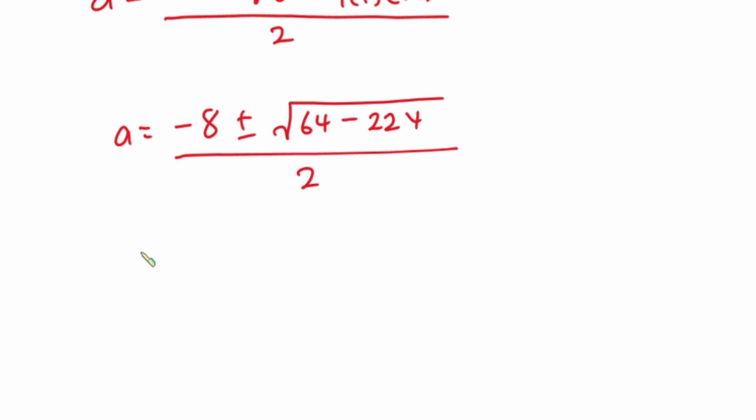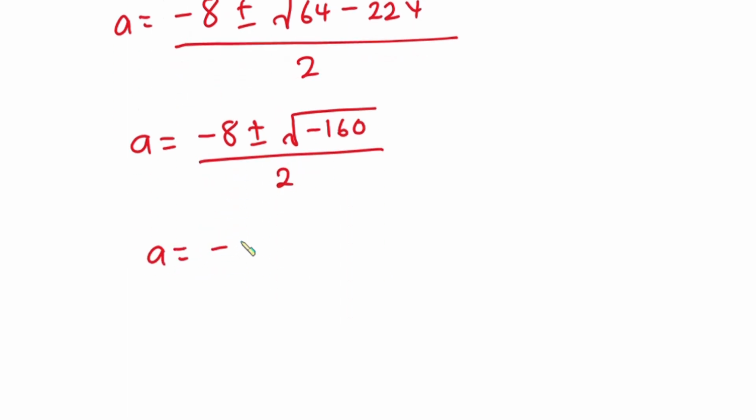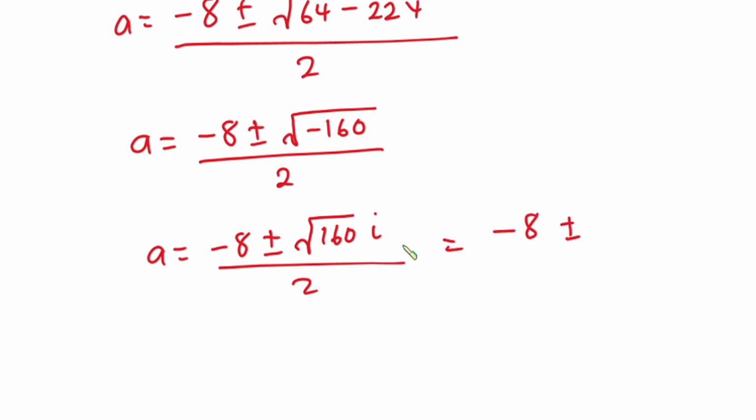Now let's go ahead and simplify this further. We have a is equal to negative 8 plus or minus 64 minus 224. We did this earlier. We have square root of negative 160, then all divided by 2. Now we have a is equal to negative 8 plus or minus, this is the same as square root of 160i, all divided by 2. Now simplifying this further, we have negative 8 plus or minus square root of 64 is the same as 4 root 10, then i, all divided by 2.